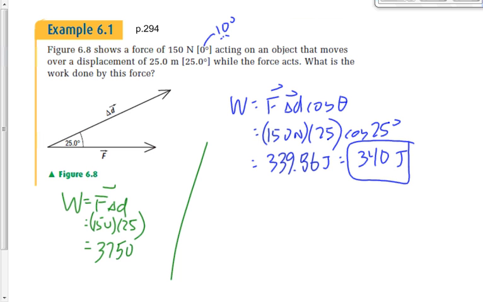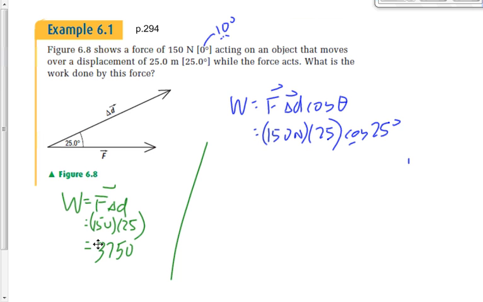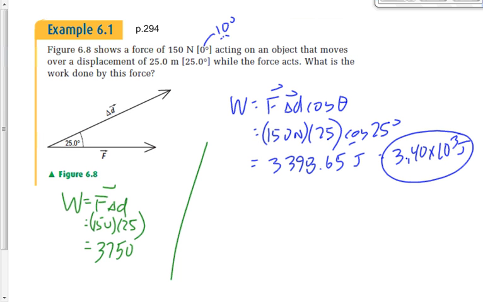And we had a little bit of a typo over here, right? This shouldn't have been 339. This should have been 3,000. What was it, 3,000? So if we pull it straight, we pull it in the direction that it moves, the work that we do is 3,750. If we pull it at an angle, the work is 3,400.